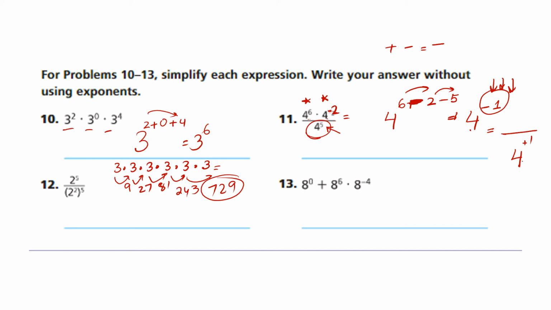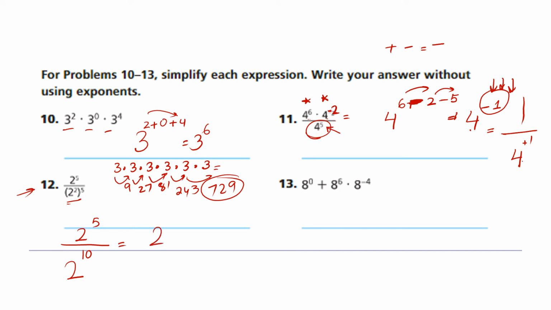And on the top, nothing means 1. Let's try number 12. So in number 12, first simplify. Look at this. In the below part, power has a power. So we write the 2 as it is. Power has a power. It means 2 times 5 gives us 10. Okay. Now we write the 2 as it is.